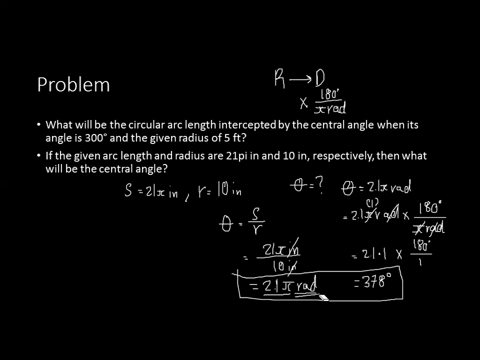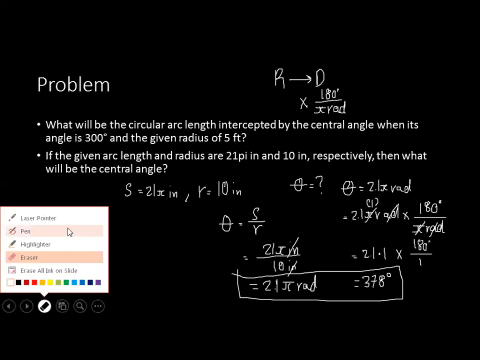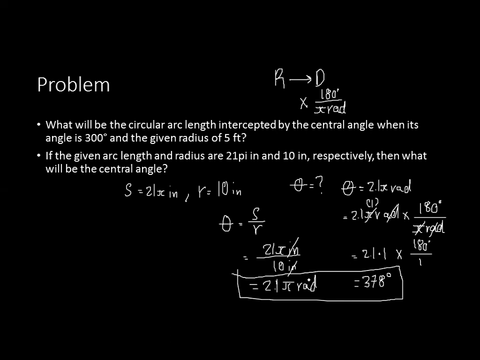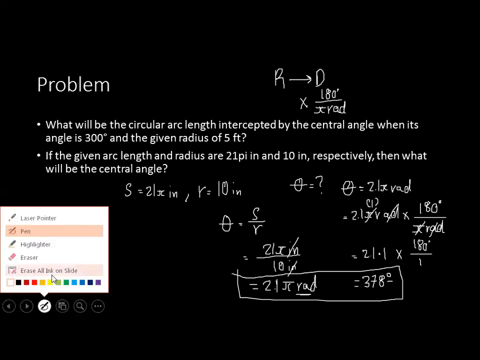We have two answers simply because we do not know exactly what type of unit of angle is required. So whether it's in radians or in degrees. So either way, we find the angle both in radians and in degrees. So we have these two answers. All right. So let's now proceed.